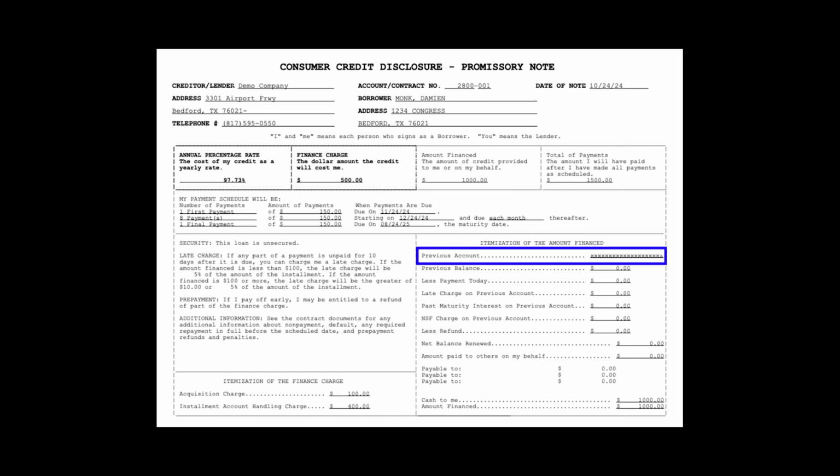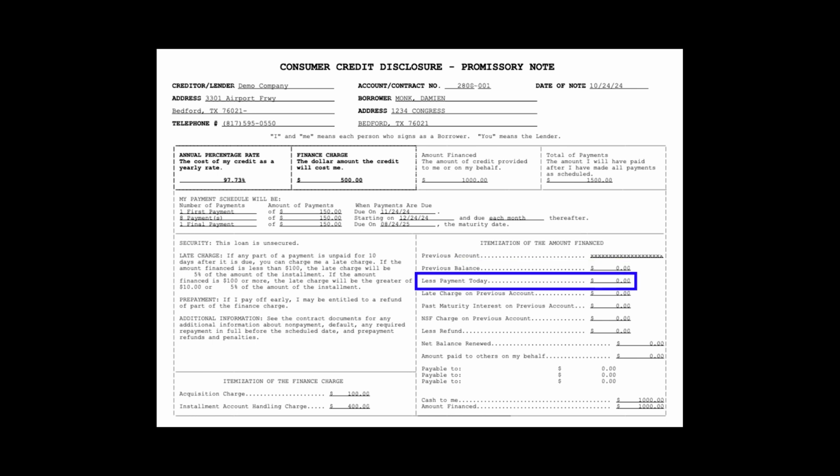Previous account. Was this a loan, a renewal/refinance, and what was the previous account number? Previous balance. If this was a loan renewal/refinance, what was the balance of the previous loan? Less payment today. Was a payment made on the date of the refinance/renewal? Late charge on previous account. Any late charges on the previous loan. Past maturity interest on previous account. Any previous interest charges carried over to the new loan.